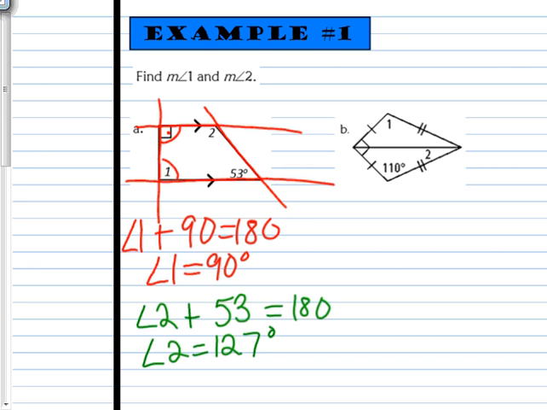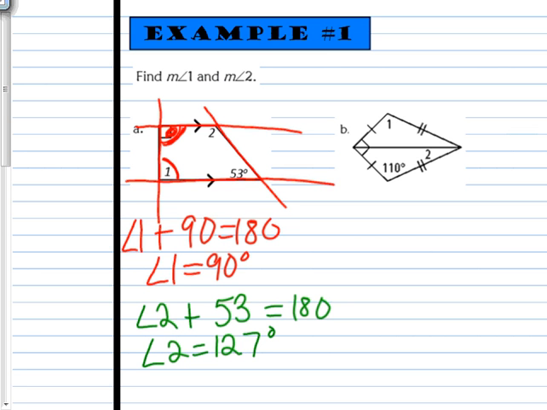And did I add correctly? Yes, angle 2 is 127. So it just turned out, we just kind of got lucky that angle 1 is congruent to this angle up here. What has to happen is they have to add up to 180. But since the top one was 90, this one down here has to be 90 as well. Okay? Let's go on to example B.